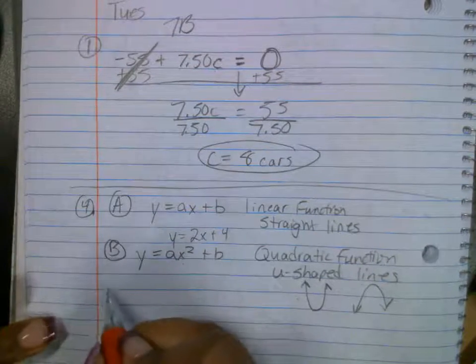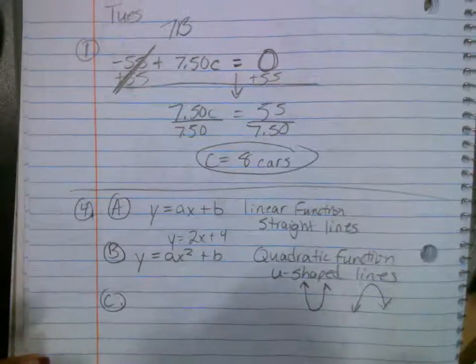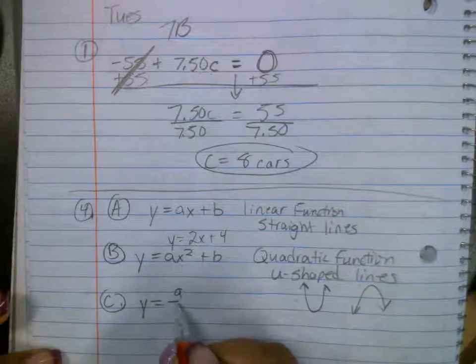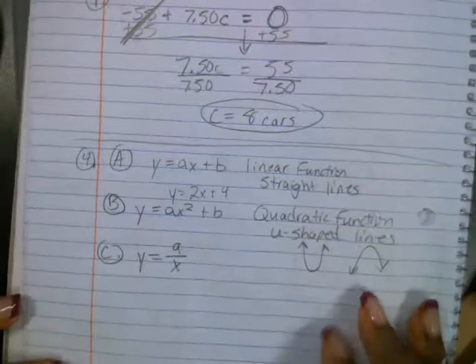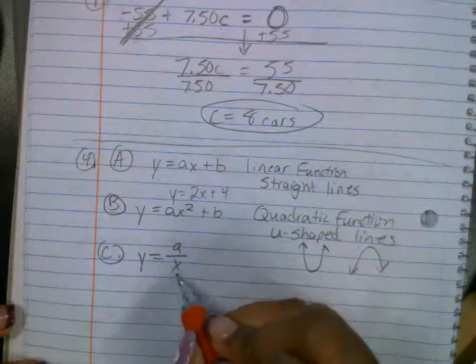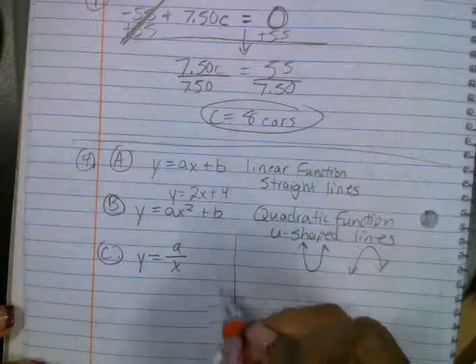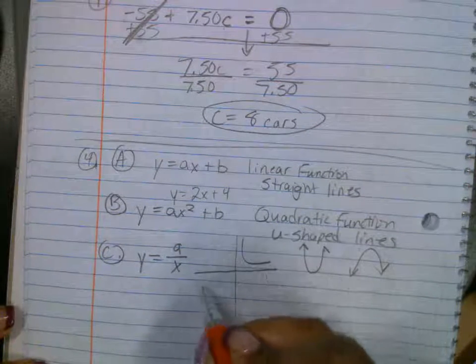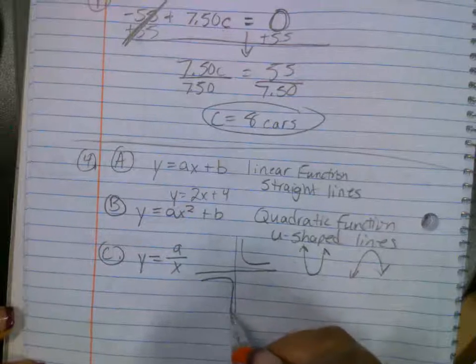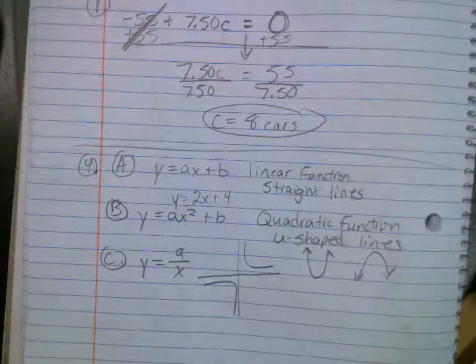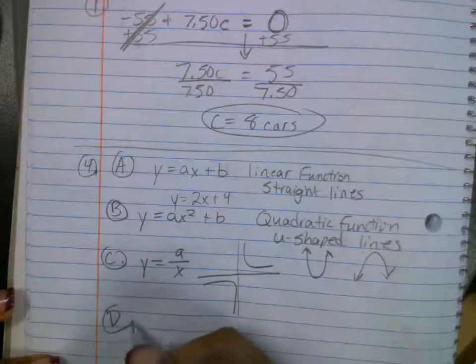All right. C looks like this. This type of function we are not going to cover this year. Anytime you see a number on top divided by the x, it's a graph that looks like this. You have a part of the equation that looks like this in one and a part that looks like this in the other, or vice versa. That's what that function looks like.